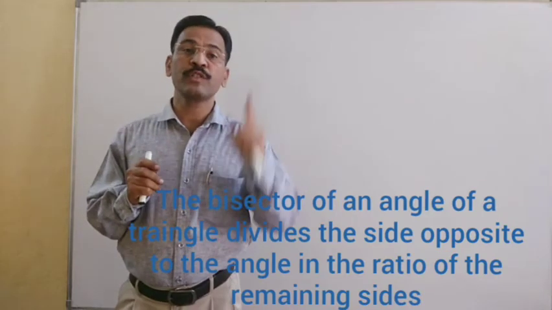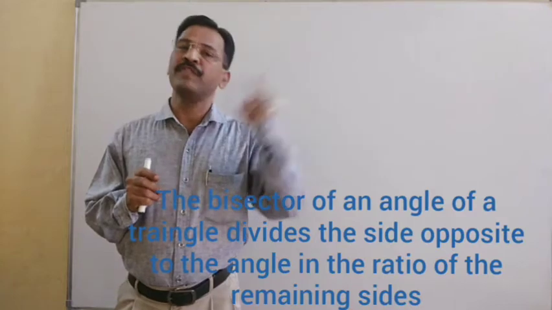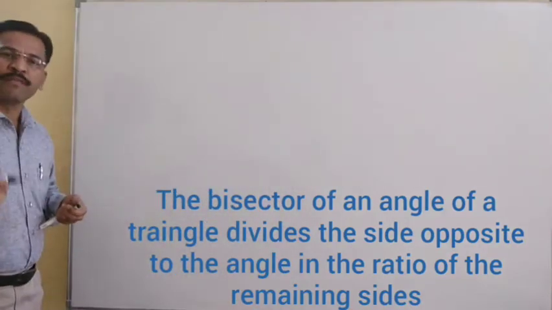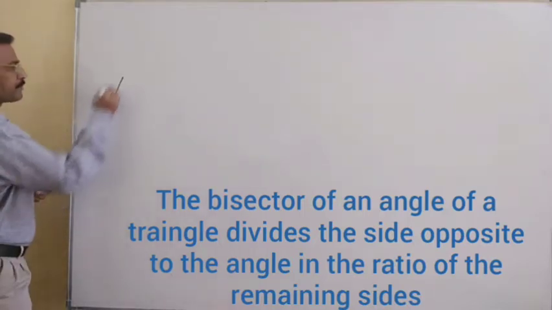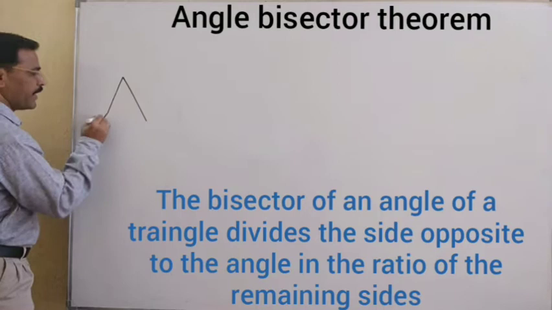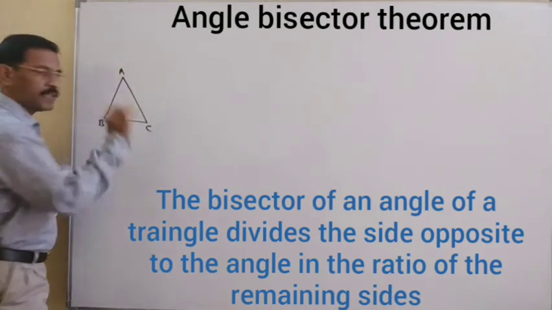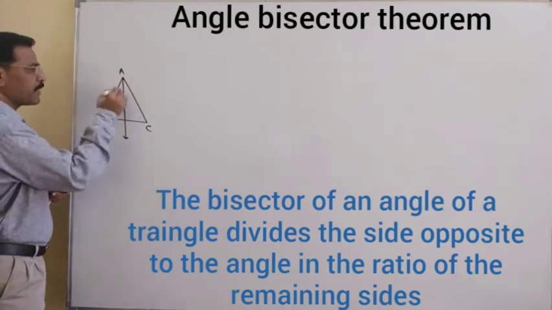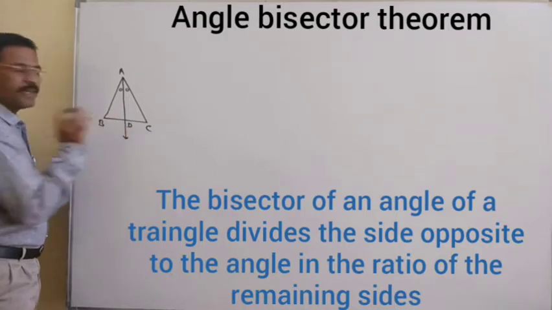We are given one ray which is the angle bisector of one of the angles of a triangle. Okay, we'll discuss here. First of all, from the given information, we are going to draw the figure. See here. This is triangle ABC, in which we are given this ray, which is the bisector of the angle and which intersects the opposite side at point D.